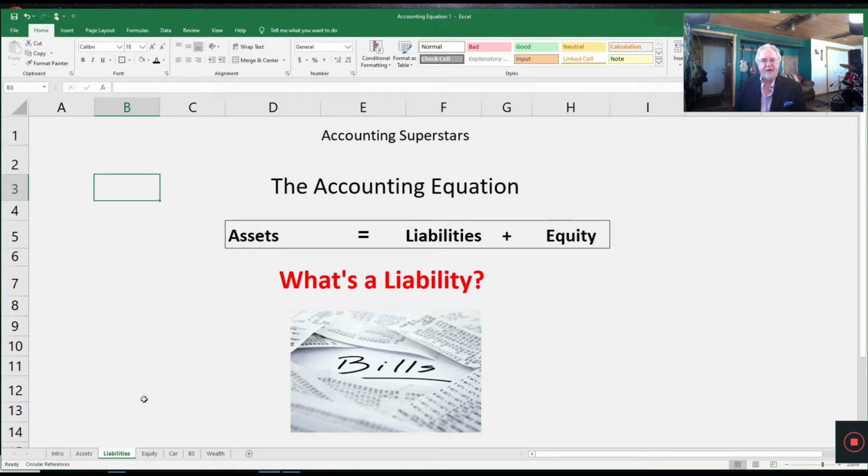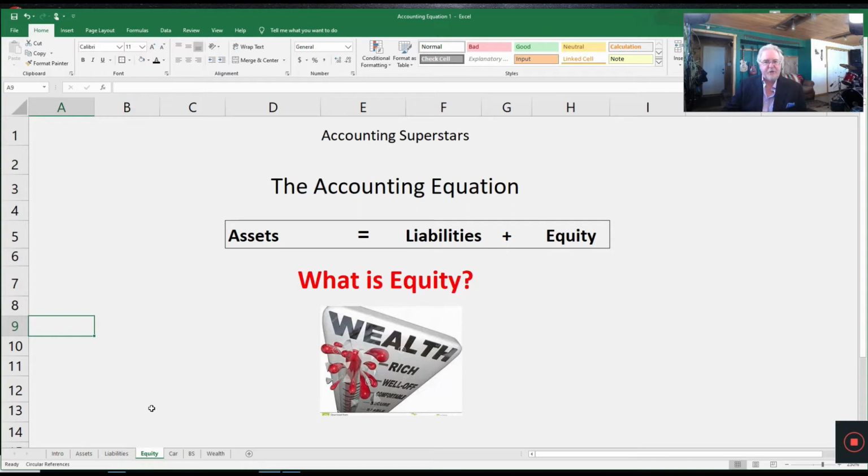And finally, equity. So what is equity? Equity goes by different names. Equity is also known as net worth, owner's capital, things. So don't let the words confuse you. It all means equity. And it all works the same too. And so what is equity?